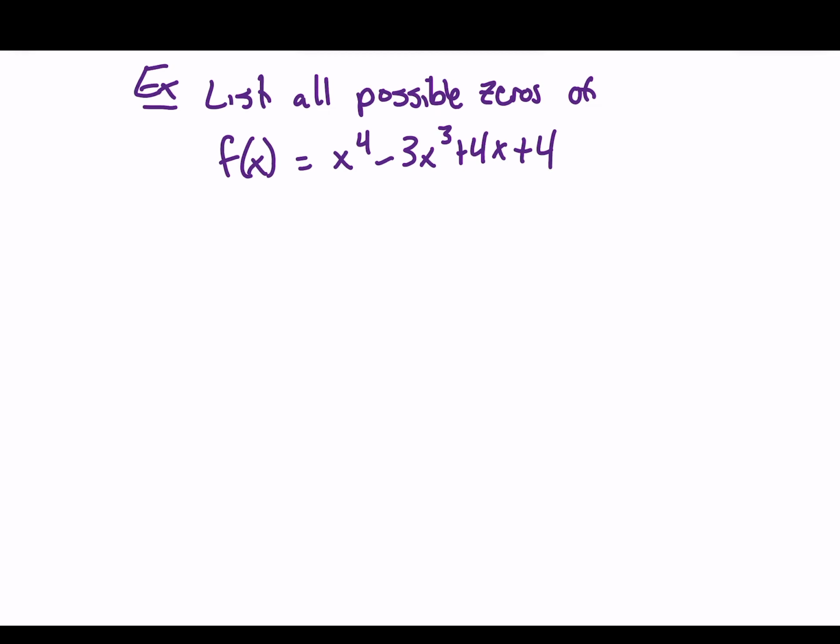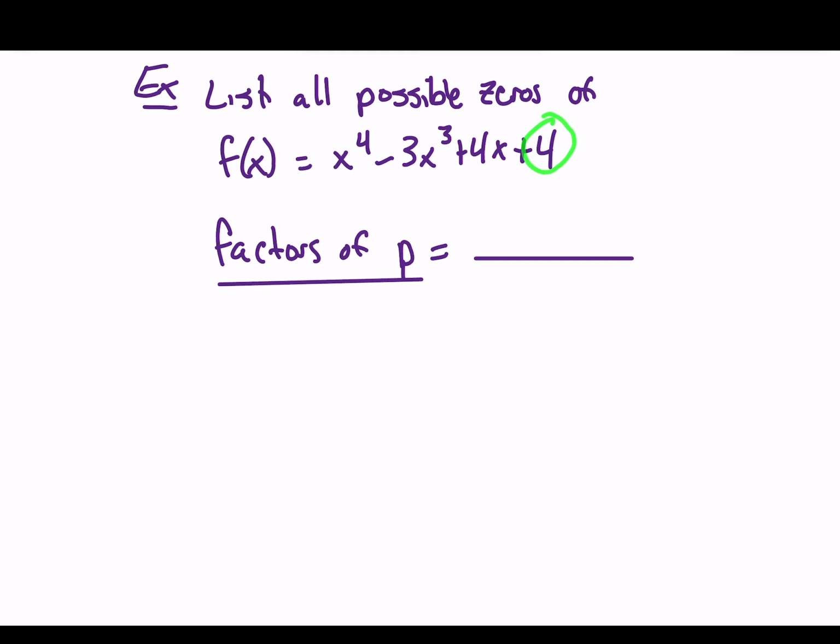In this case, we want to list all possible zeros of f of x equal to x to the fourth minus 3x cubed plus 4x plus 4. Okay, so we look for factors of P. P is our constant term. So our potential factors there are factors of 4, so factors would be 1, 2, and 4. Q, well, what is Q? Well, Q is just 1. So those are the factors that we get.